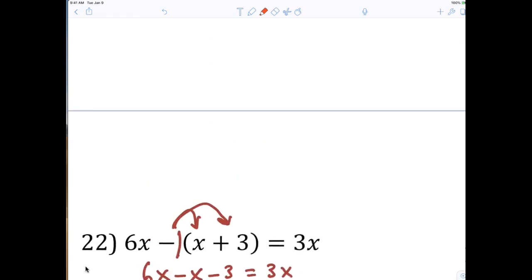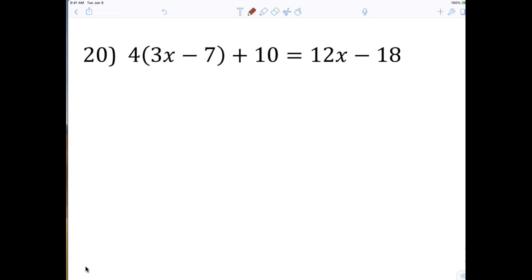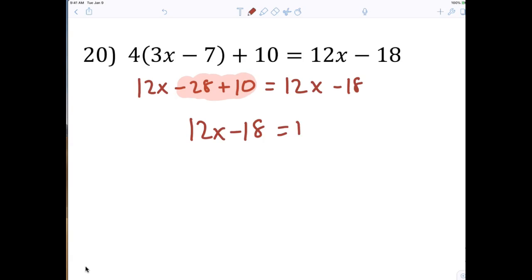All right, let's knock out 20. 12x minus 28 plus 10 equals, everybody's got to pay attention on this one. So now when I combine terms here, now you should be saying, well, that's a little odd. Yeah, it is the identity. Thank you. Very important. Does everybody see that? 12x minus 18 always equals 12x minus 18. That's why it's called an identity.